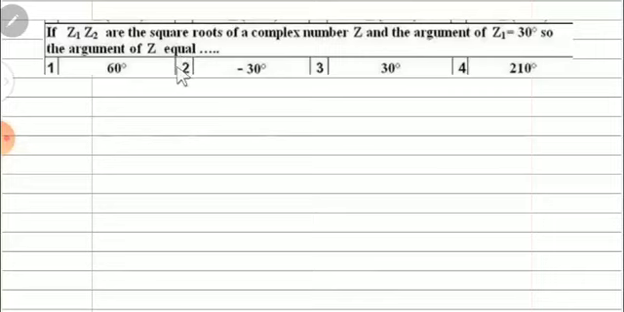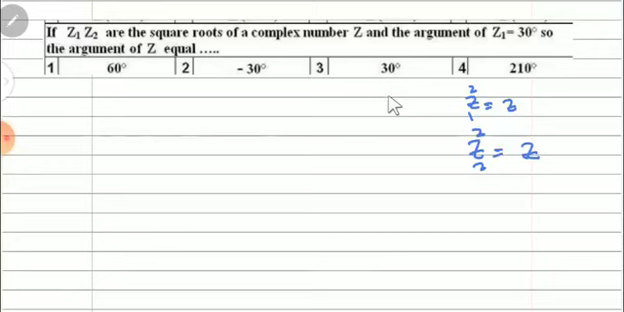So here we have some rules. If we have Z1, which is the first square root of the complex number Z, and we want to find Z, just square one of the square roots, and it equals Z. And if we have the second square root and we square it, the result will be Z.